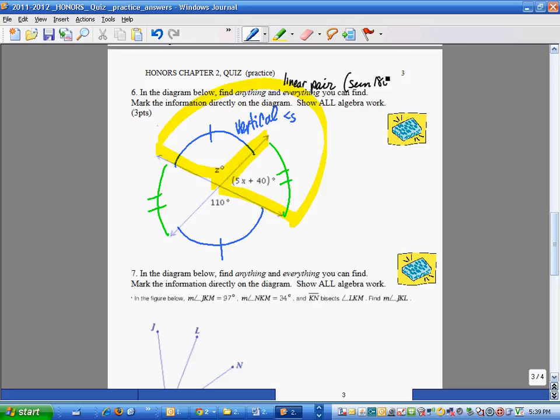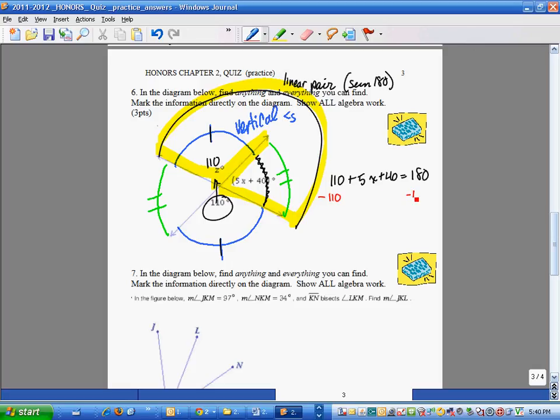And then here I have 180. So I know 110 plus this angle right here, which is 5x plus 40, equals 180. You subtract 110 both sides, and we're going to end up with 5x plus 40 equals 70. Now we're going to minus 40 both sides, and we get 5x equals 30, and of course x equals 6.